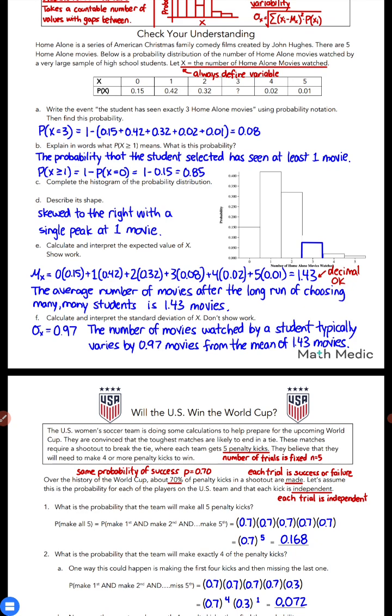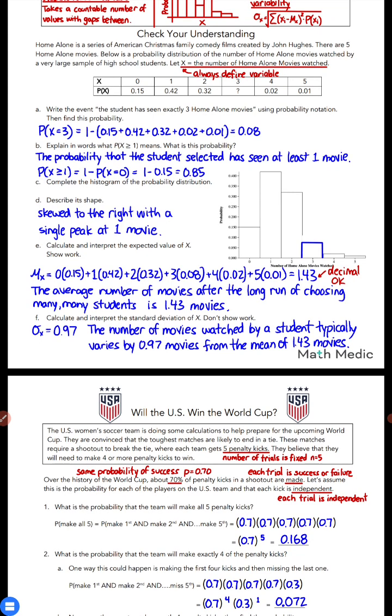Well, if you remember, in order to be a valid probability model, these probabilities have to sum to 1 or to 100%, right? So if I add together the probabilities I do have, they add up to 0.92 or 92%. That means that 8% of people must have watched 3 of the 5 movies.